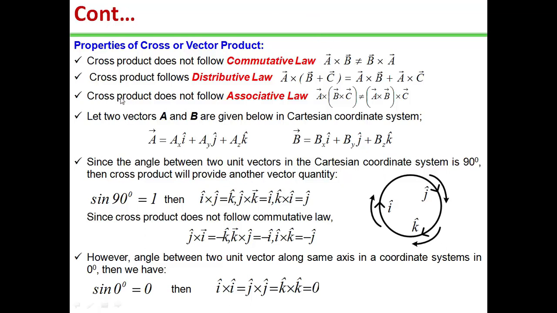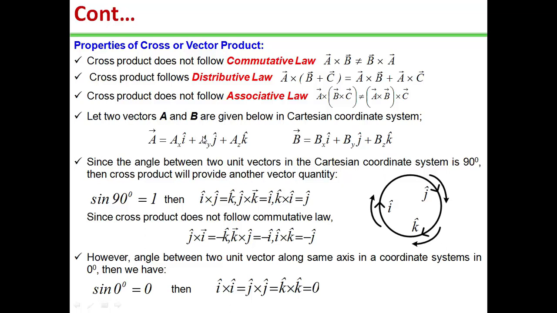Second property is the distributive law. That is, a cross (b plus c) is equal to a cross b plus a cross c. That means vector a is distributed with vector b and vector c. And the third property is that it does not follow the associative law. That means a cross (b cross c) will not be equal to (a cross b) cross vector c.